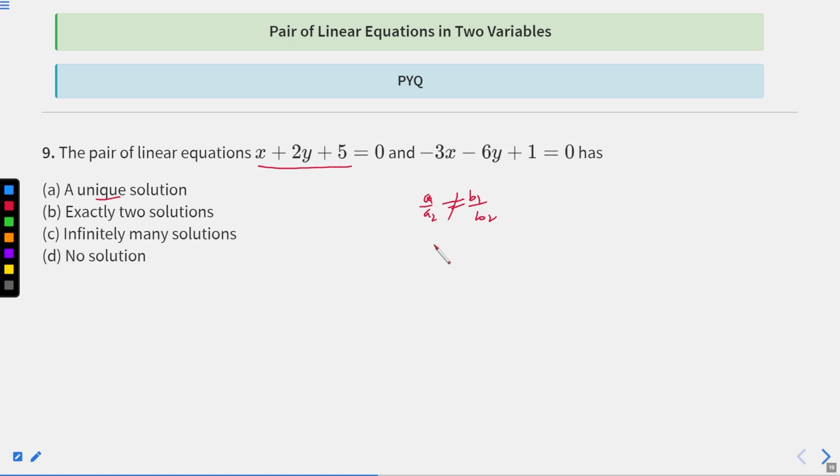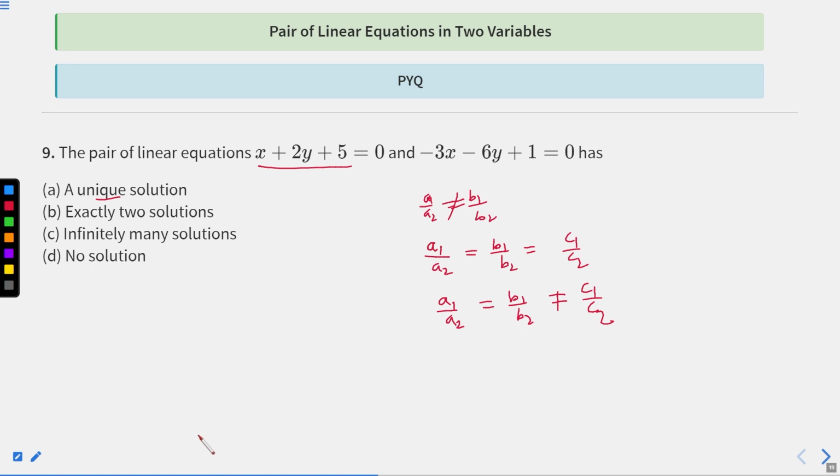Okay, and for infinitely many solutions, this condition holds: A1 by A2 is equal to B1 by B2, and this is equal to C1 by C2. Okay, and for no solution, A1 by A2 is equal to B1 by B2, but does not equal C1 by C2. Here you can first compare this linear equation with the general form of a pair of linear equations, A1x plus B1y plus C1 is equal to 0, and A2x plus B2y plus C2 is equal to 0. Then we'll get the values of A1, B1 and C1, and A2, B2 and C2.